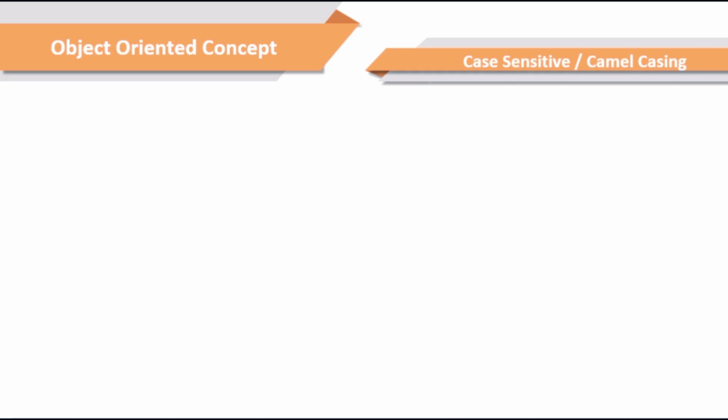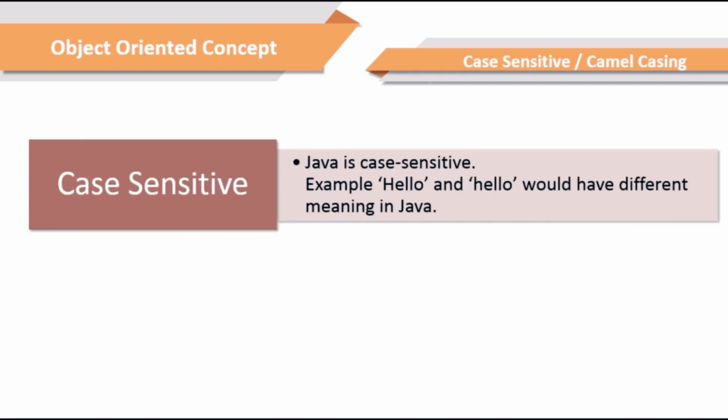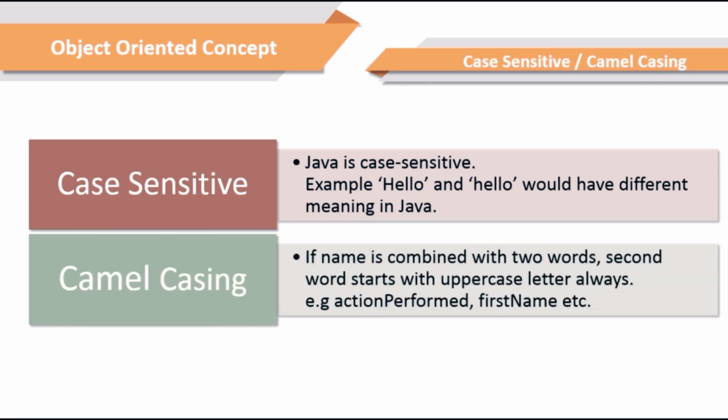So Java is a case-sensitive language. For example, Hello with the first letter as an uppercase and hello with the first letter as a lowercase, well, they mean completely different things in Java. Camel casing is a naming convention in which the first letter of the second word in a compound word is capitalized. So you have a name that is combined with two words. The second word will always start with an uppercase letter. For example, actionPerformed, firstName, etc.